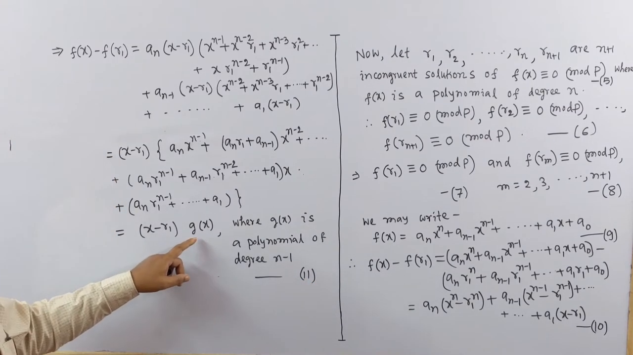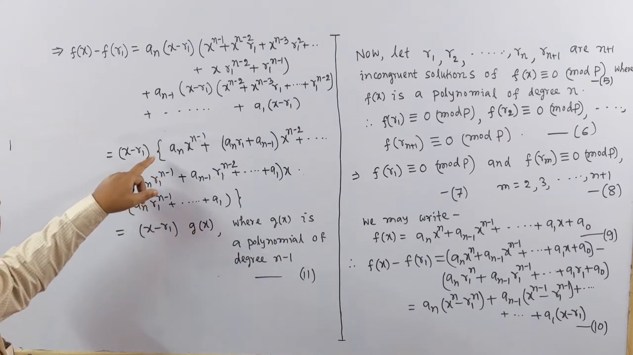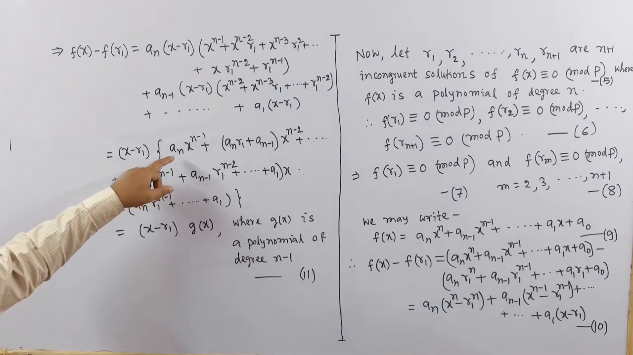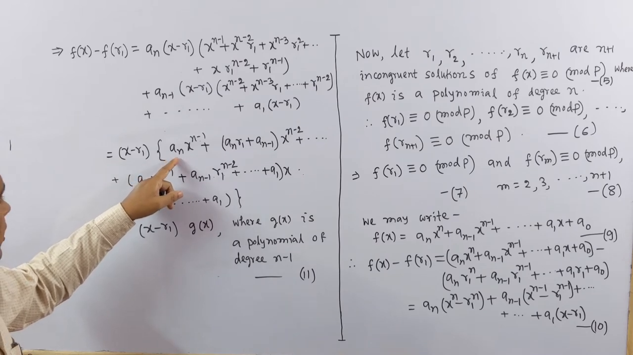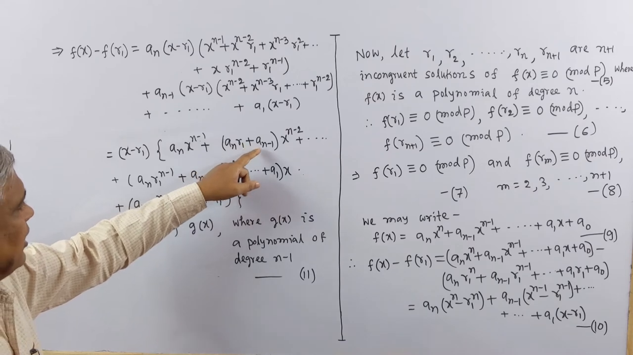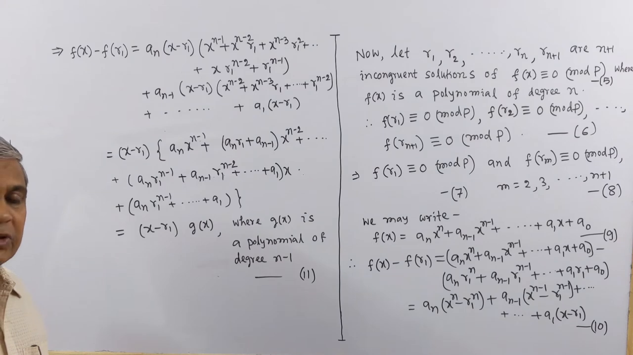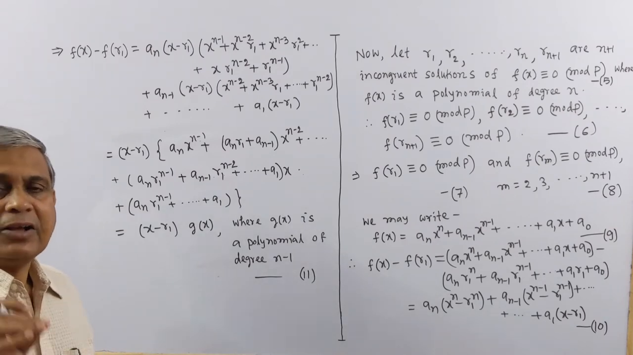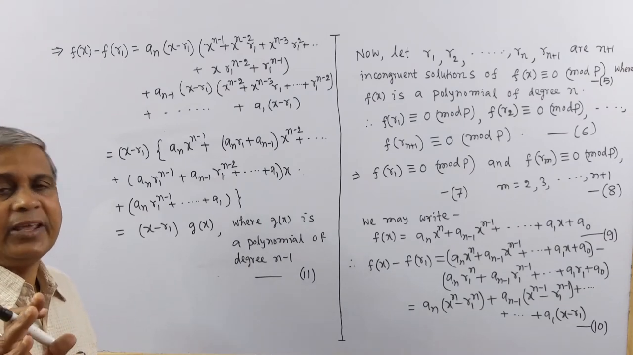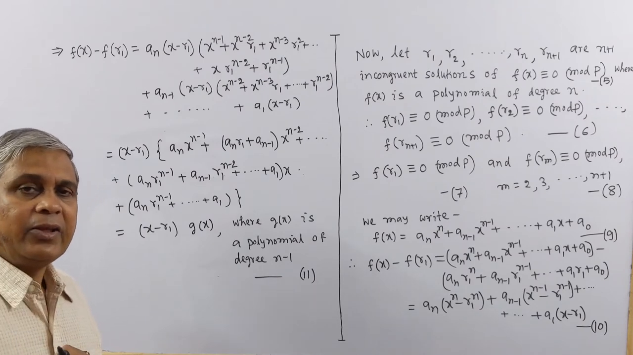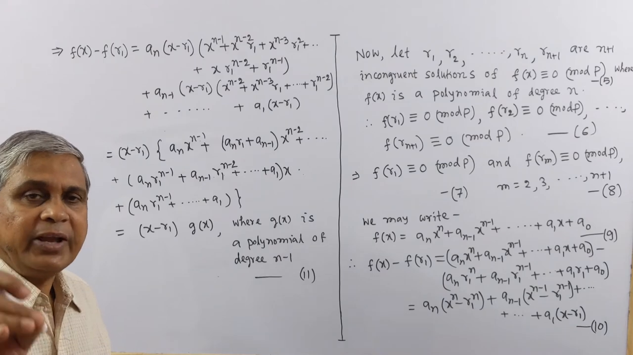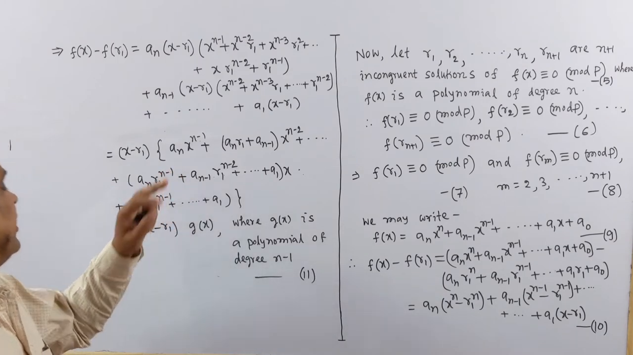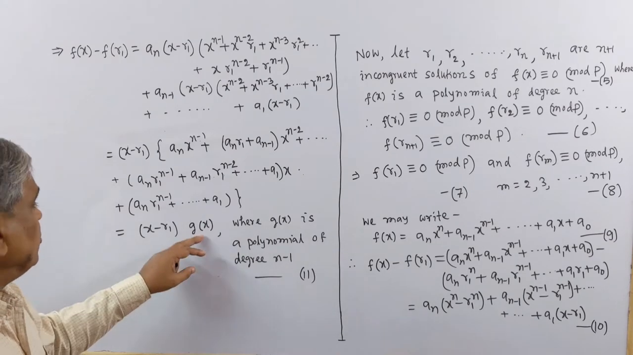Here, we see that g(x) is a polynomial which is under this curly bracket. Here, the coefficients of this polynomial are a_n, a_n multiplied by r1 plus a_(n minus 1), and so on. We know that p is a prime number and p does not divide the coefficient of the polynomial of degree n, that is, p does not divide a_n, p does not divide a_(n minus 1), dot dot dot, p does not divide a1, p does not divide a0. Therefore, p does not divide the coefficients of g(x).